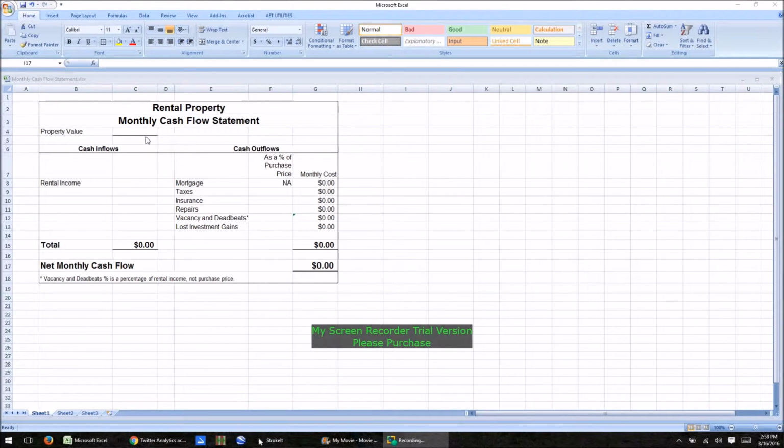Okay, a lot of your cash flows are related to the purchase value of your property. So there's going to be a lot of formulas that key off of this property value. I'm going to type in, for the sake of this demonstration, that the property that we're considering buying costs $250,000.